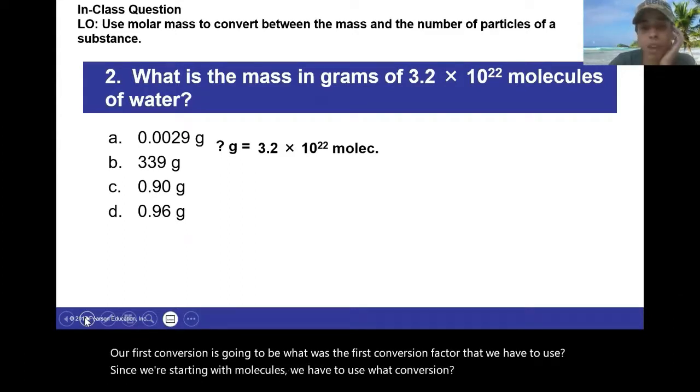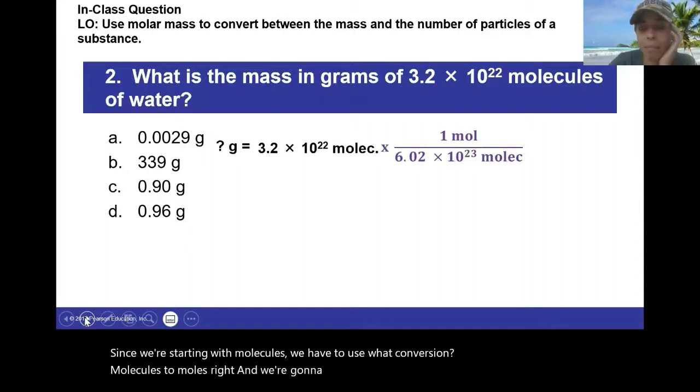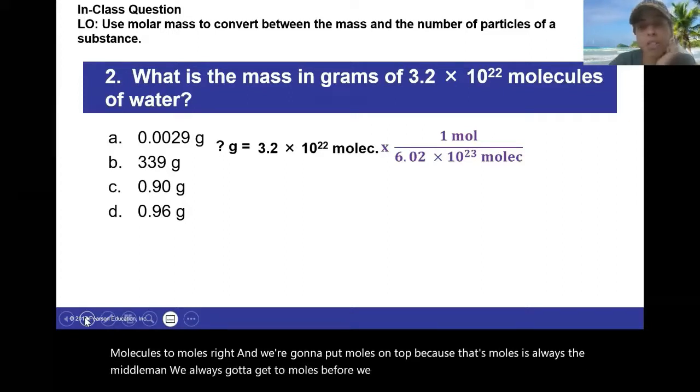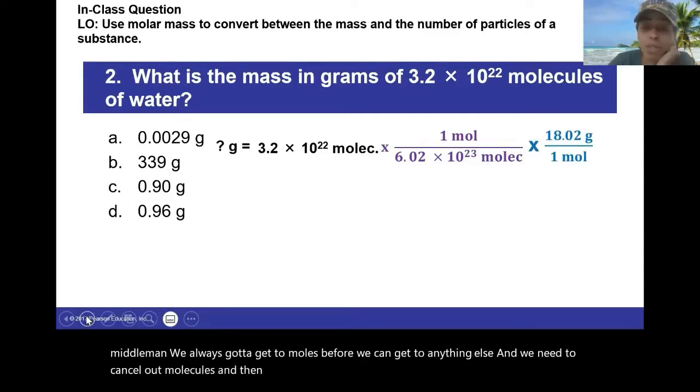Molecules to moles, right? And we're going to put moles on top because moles is always the middleman. We always got to get to moles before we can get to anything else. And we need to cancel out molecules. And then the last thing that we need to do is to put in our molar mass.